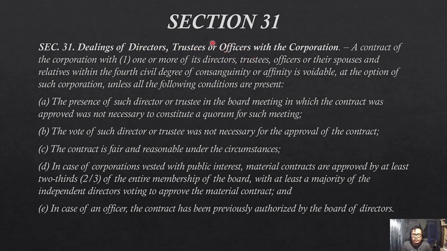So, pag ganun yung situation, ano yung governing rule? Section 31. A contract of a corporation with one or more of its directors, trustees, or officers, or their spouses, and relatives within the fourth civil degree of consanguinity or affinity, is voidable. Tandaan nyo, voidable. Ibig sabihin, it can be ratified later on. Hindi siya void, but voidable, at the option of such corporation, unless all of the following are present.